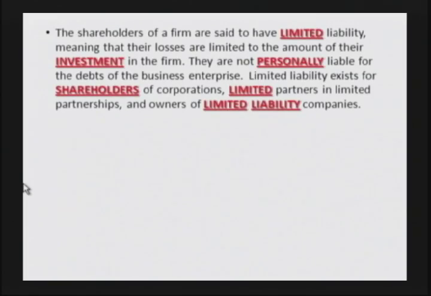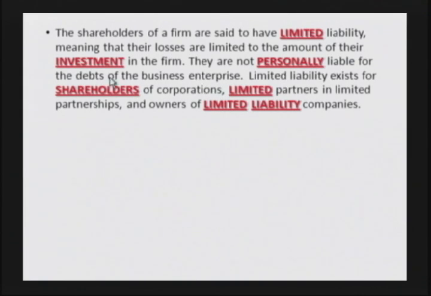The first concept review question for Chapter 1 deals with limited liability. The shareholders of a firm are said to have limited liability because that means their losses are limited to the amount of their investment in the firm, what they paid for their stock, nothing more than that, because they're not personally liable for the debts of the business enterprise.